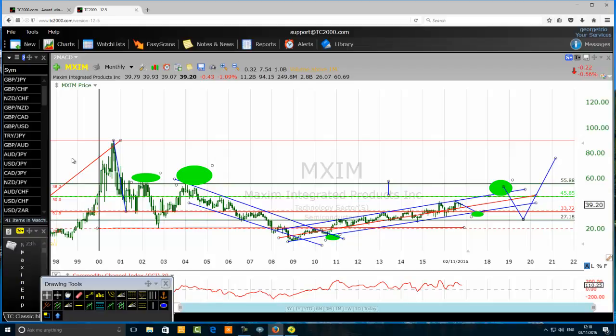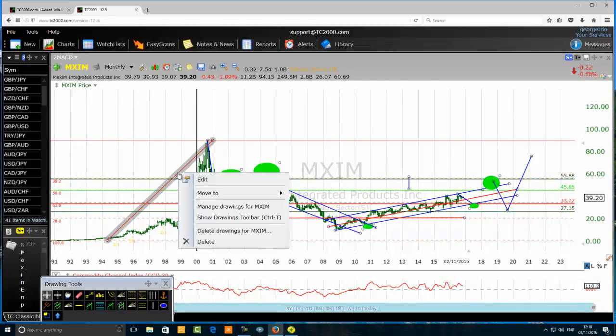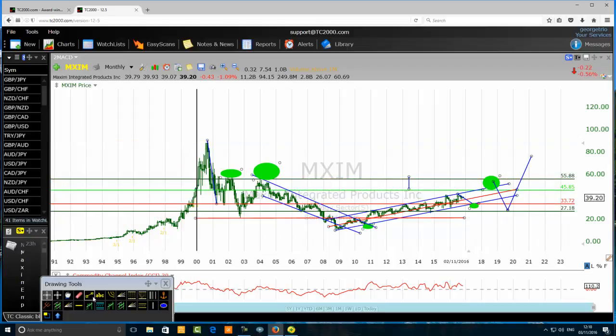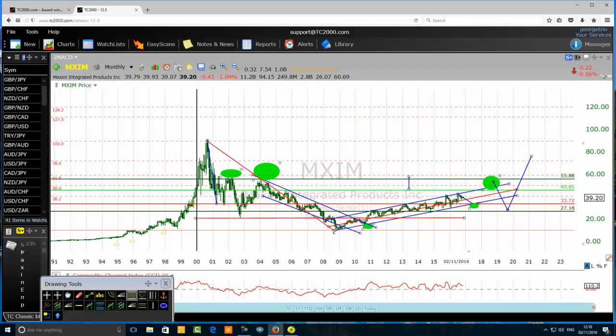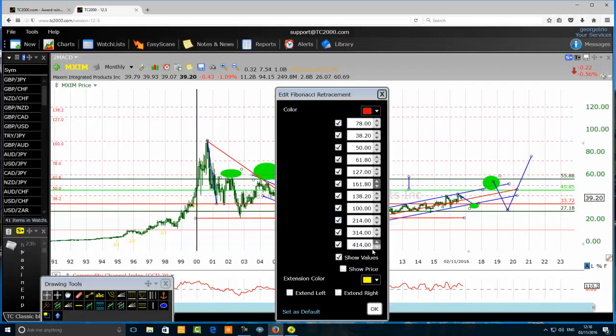If I apply my Fibonacci retracement to this price action down here. Yes, I'm looking for, hold on please traders. Okay, hold on please.